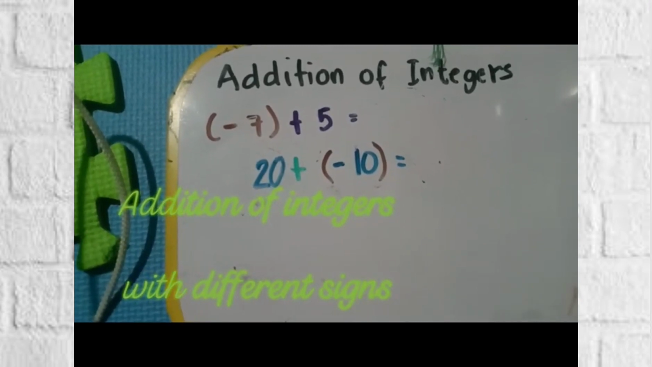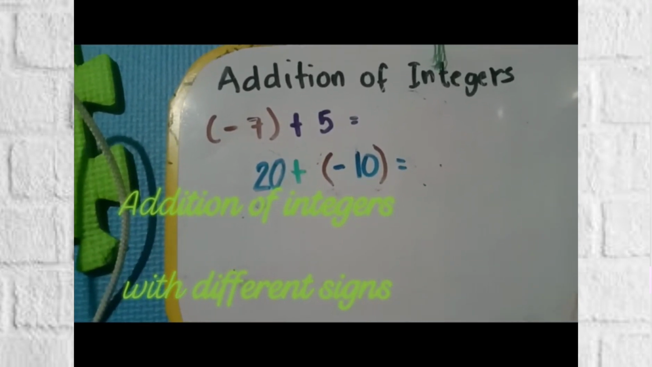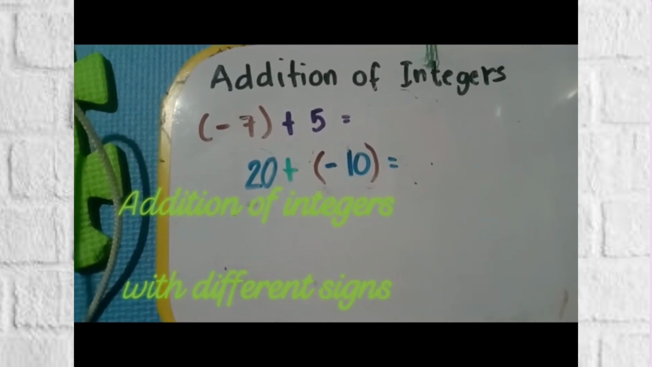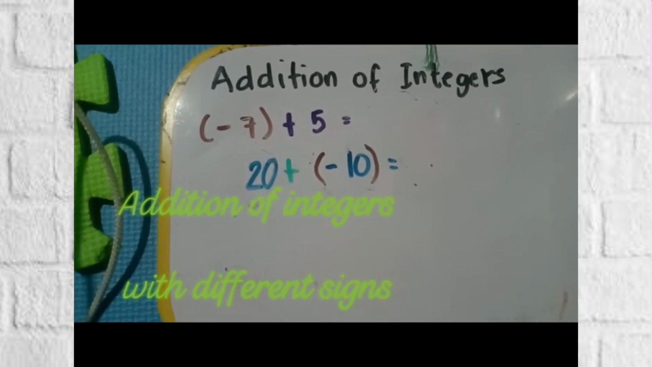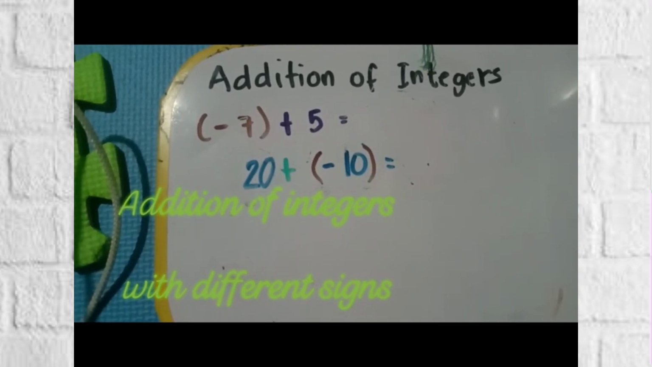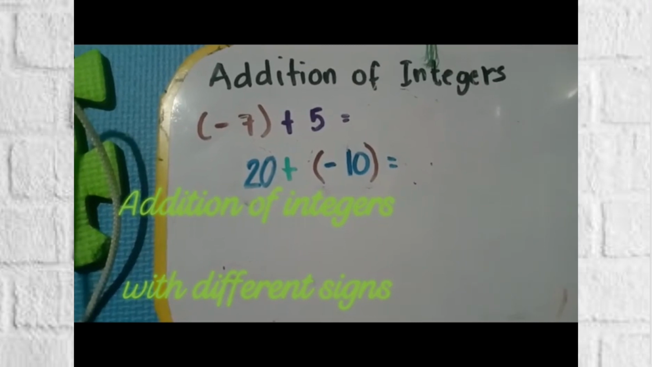Addition of integers with different signs. When two integers with different signs are added, the absolute values of the integers are simply subtracted, and the sum contains the sign of the integer with greater absolute value.